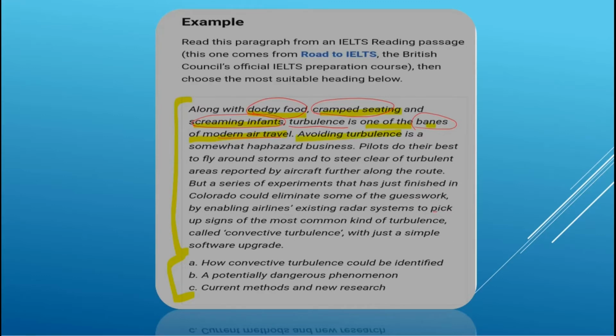So let's move forward. Avoiding turbulence is a somewhat haphazard business. Pilots do their best to fly around storms and steer clear of turbulent areas reported by aircraft further along the route. But a series of experiments that has just finished in Colorado could eliminate some of the guesswork, by enabling airlines' existing radar systems to pick up signs of the most common kind of turbulence, called convective turbulence, with just a simple software upgrade. So they have talked about two things.